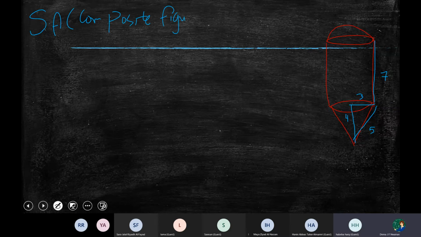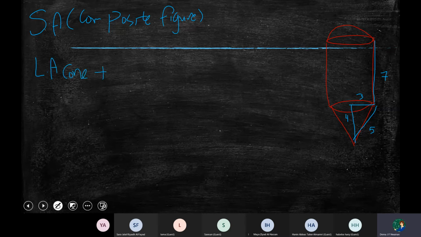So the surface area is the lateral area of the cone plus the lateral area of the cylinder plus half the surface area of the sphere. Let's talk about the cone first. Looking at this shape, which faces should I touch? I touch the lateral area of the cone. So I will say the lateral area of the cone, but the base of the cone, I didn't see it.